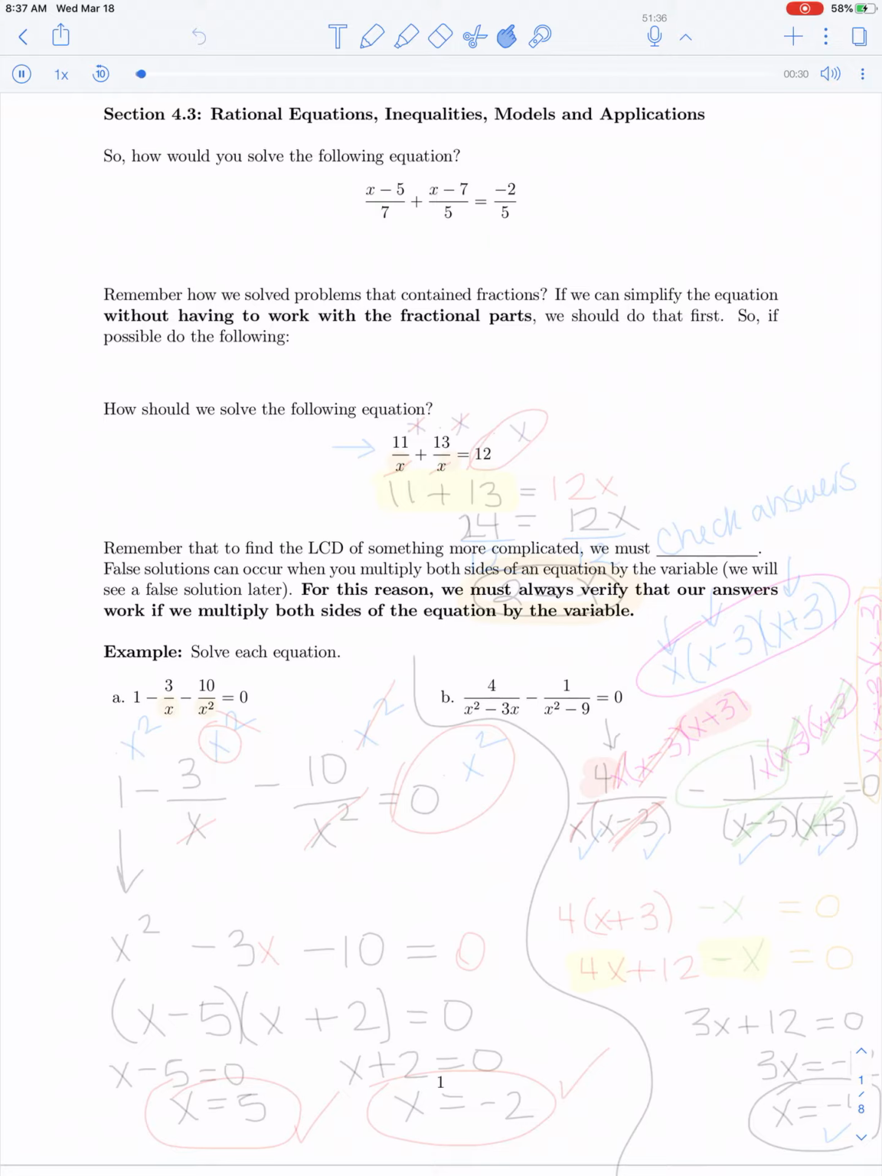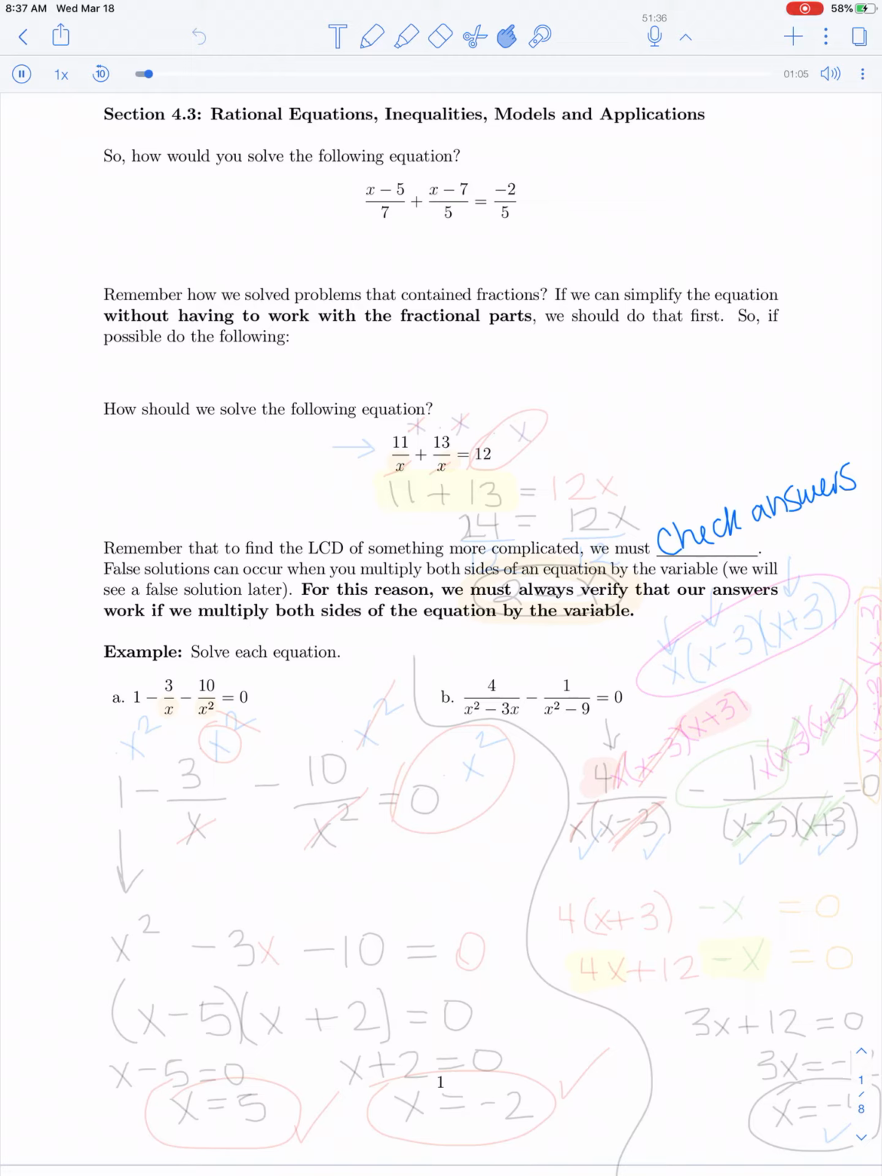The problem with doing this is we can end up with what are called false solutions. So we have to double check our answers to make sure that they don't cause us any problems. What would be a problem would be anything that would make our denominator equal to 0. So we have to be careful and check our answers by making sure that they do not make any denominators equal to 0.